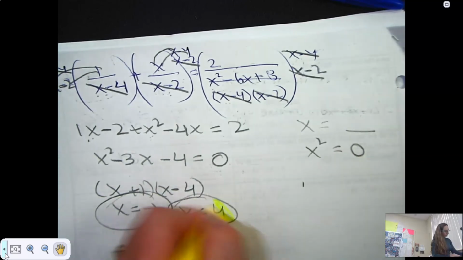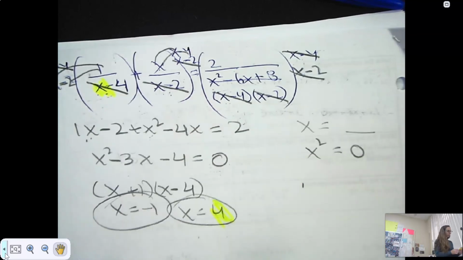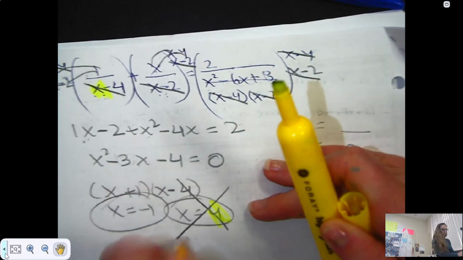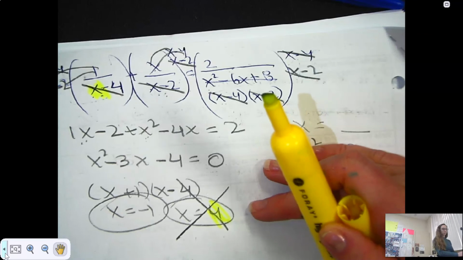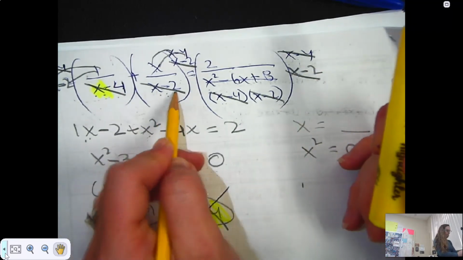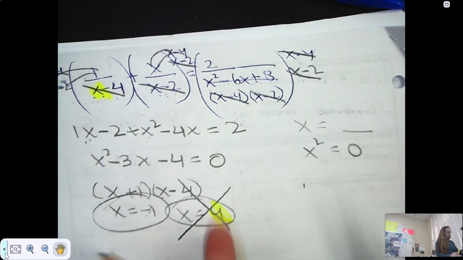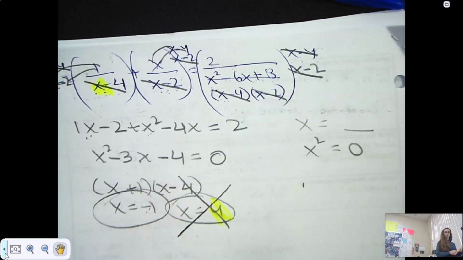If I had 4 and I plugged in 4 here, what's 4 minus 4? 0. Can you have a 0 on the bottom? No. That one's out. Negative 1. Well, that's negative 5. That's negative 3. And that's a number 2. So that means that just because I get an answer doesn't mean it works.